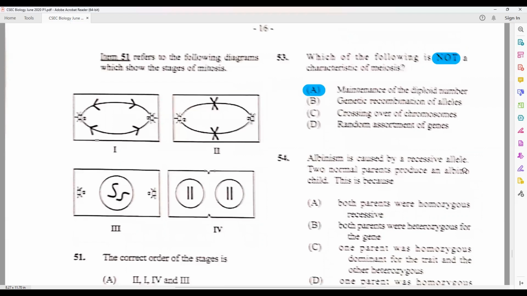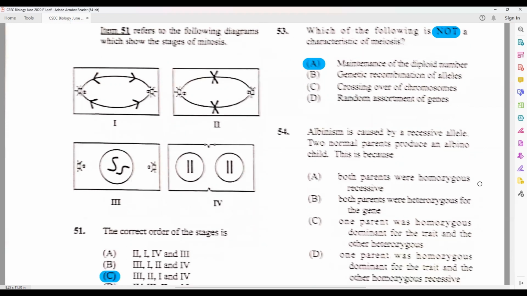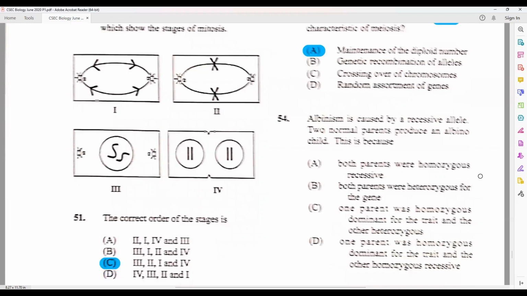Albinism is caused by a recessive allele. 2 normal parents produce an albino child. This is because both parents are heterozygous for the gene because it's a recessive. So in order for them to have the recessive and be normal, it means they have to be heterozygous, which makes the answer B.